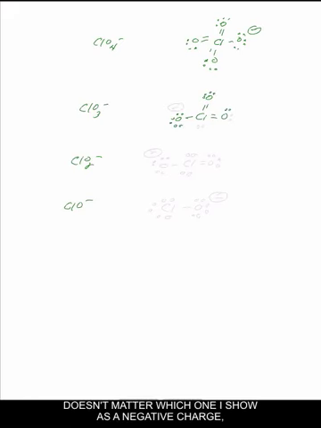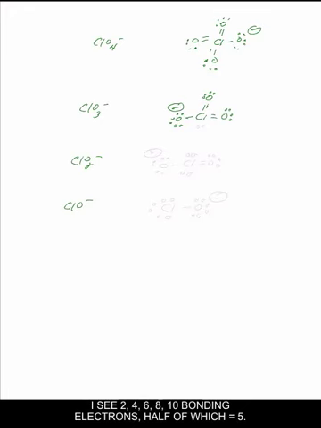I immediately check out the charge on chlorine. This chlorine in perchlorate has 2, 4, 6, 8, 10, 12, 14 electrons, all involved in bonding. Half of 14 is 7. Chlorine is a 7A element. That's a neutral chlorine. When I go to chlorate, on the other hand, I draw the same idea. I've got 3 oxygens, so I have 2 of them double bonded, and again, 1 of them with a negative charge. Doesn't matter which one I show as a negative charge.